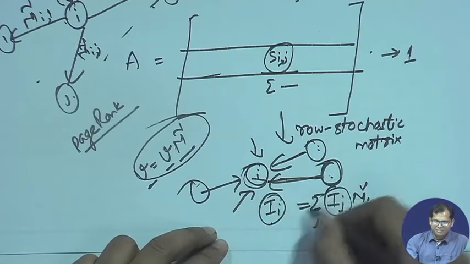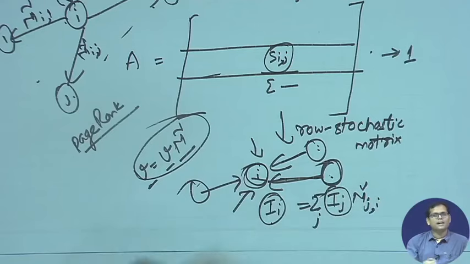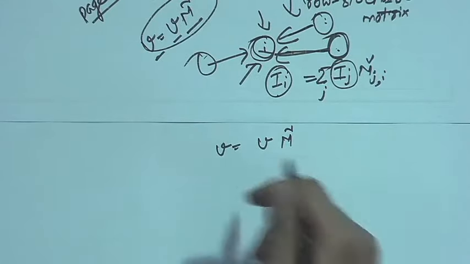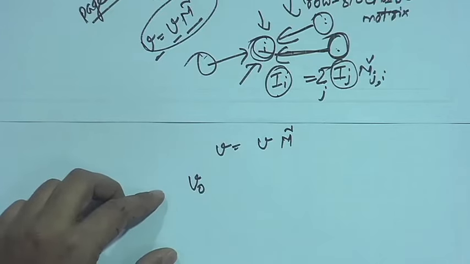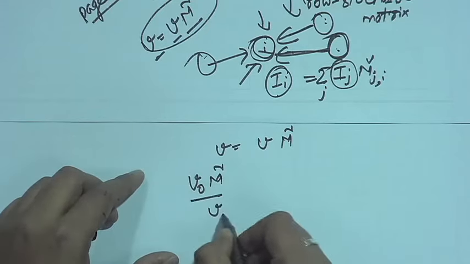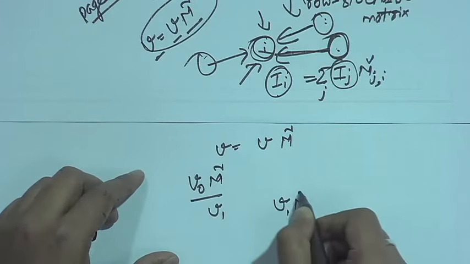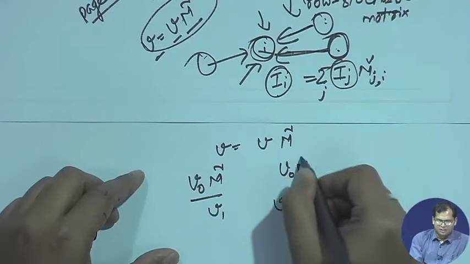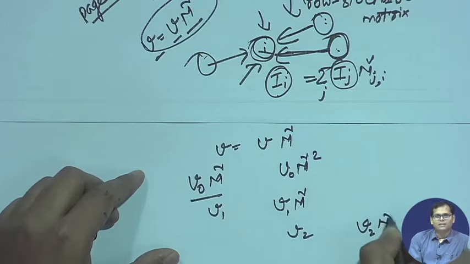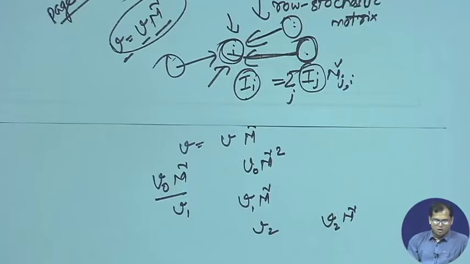Then you iteratively compute all these I values, and there is a very simple formula for computing these iteratively. We know the equation is v is equal to v m tilde. So how do you compute it? You start with some initial v0 and keep on multiplying with m tilde. So v0 m tilde is your v1. Then you do v1 m tilde, so this will be like v0 m tilde squared. This is your v2. Then you do v2 m tilde. Keep on doing that.